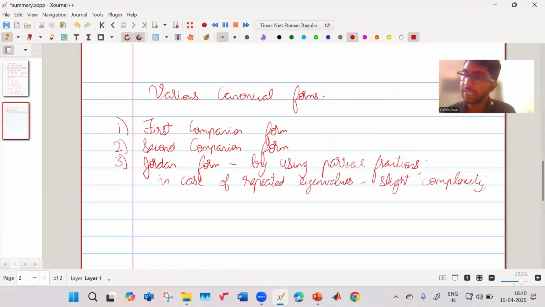Okay, and each of these companion forms or canonical forms has a characteristic way in which the A matrix, B matrix, C matrix will look. Once you study these matrices, you can look at the transfer function, and from the transfer function, you can convert it into the first companion form, second companion form, or the Jordan form. For the Jordan form, you need to know the eigenvalues, etc. Okay.